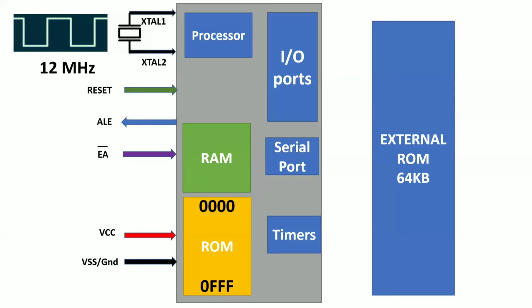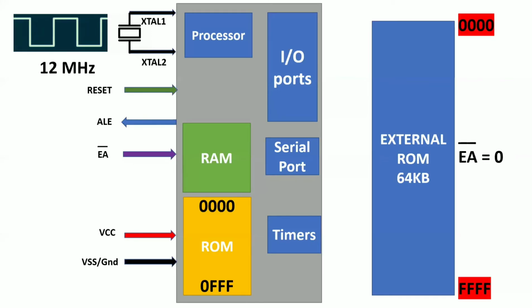Now, there is a signal called EA bar, which stands for external access enable. With the help of the EA bar signal, we can access only external memory. If you want to access only the external permanent memory, ROM, we need to make EA bar equal to 0. That means we are not using the internal ROM. Whenever the microcontroller reads instructions from memory, it will read only from the external ROM, not from the internal ROM. Why? Because we have made EA bar equal to 0.